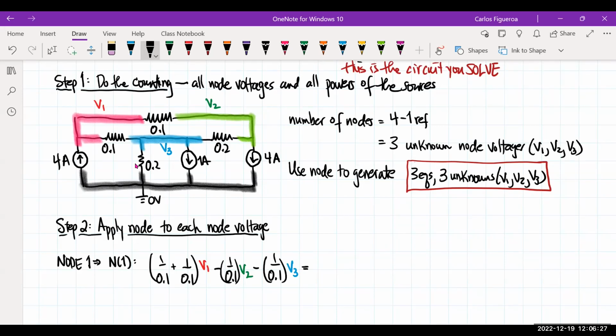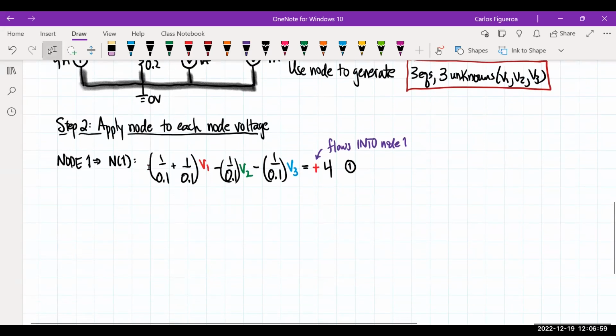Now I look at the current sources. Look at the red node. The 4 amp source is flowing into the red node, so that becomes a positive 4. This is my first equation right there. Again, what am I seeing here? That positive tells me that it flows into node 1.